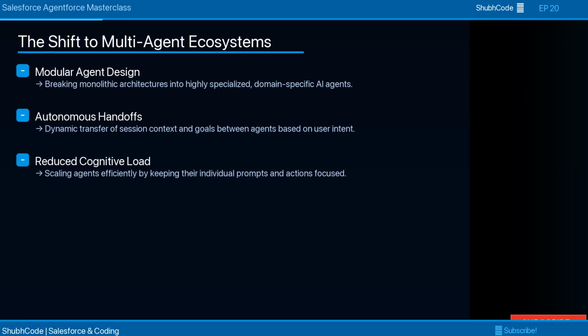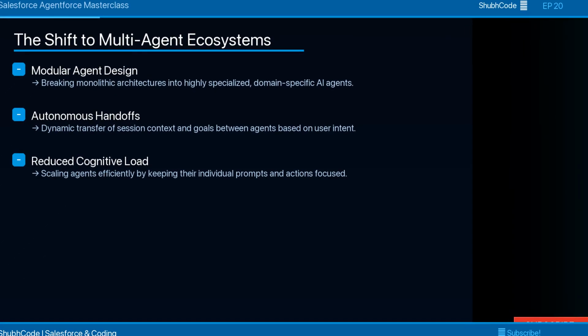Think about your business as a high-performing orchestra. Instead of training one massive, complex agent to handle support, sales, billing, and scheduling, we deploy a swarm of highly focused, modular agents. Each agent acts as an expert in its own domain, using the Atlas reasoning engine to process tasks independently. The true magic happens when these agents start communicating and handing off complex transactions to each other without human intervention.